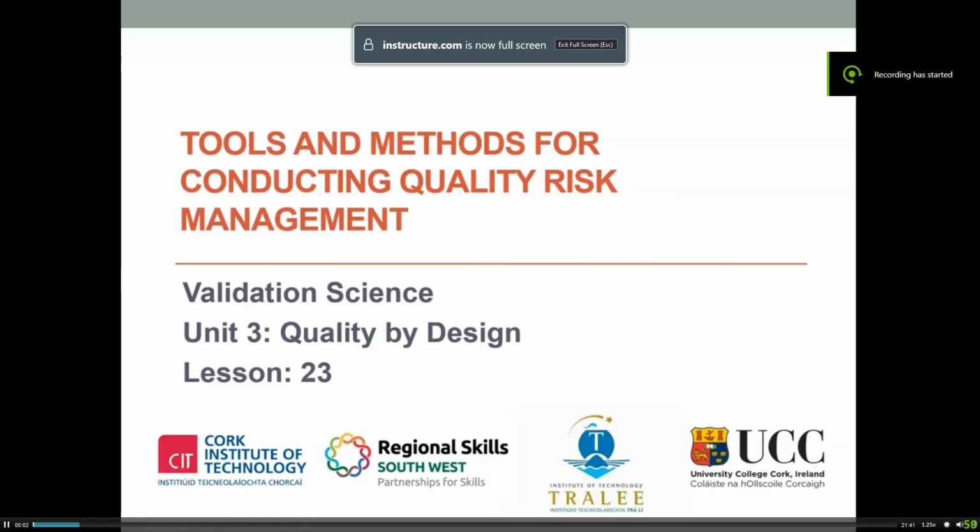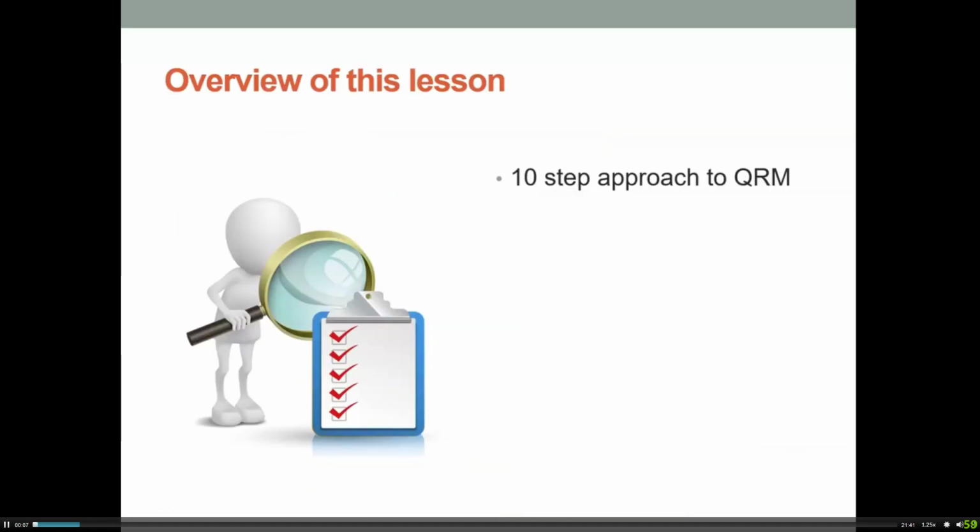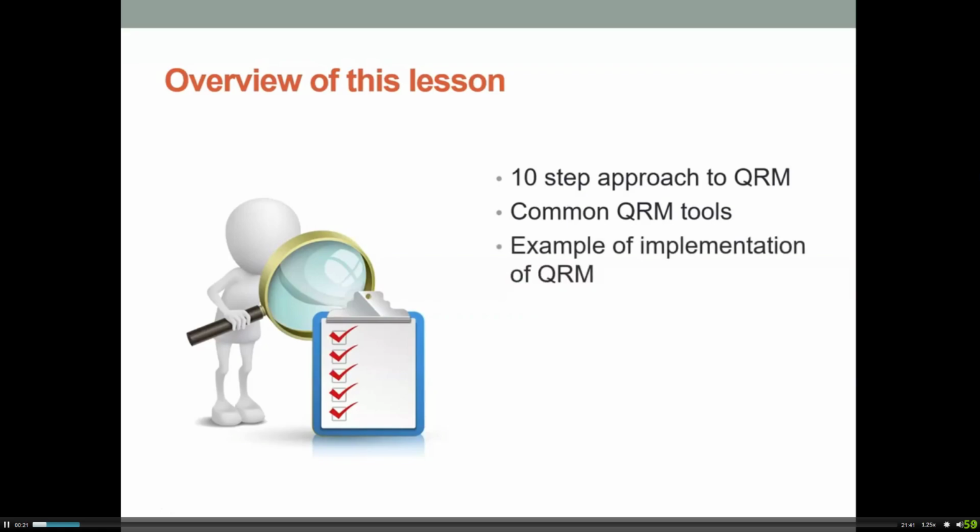Welcome to Lesson 23. This is Tools and Methods for Conducting Quality Risk Management. In this lesson, we're going to be looking at the 10-step approach to QRM. We're going to be looking at some common quality risk management tools, some examples of implementation for QRMs.